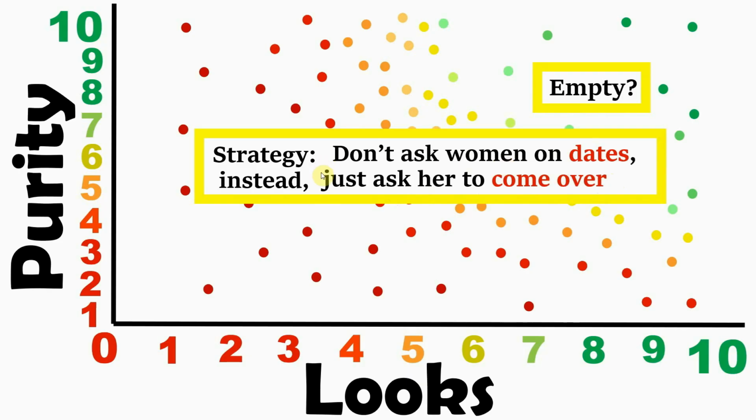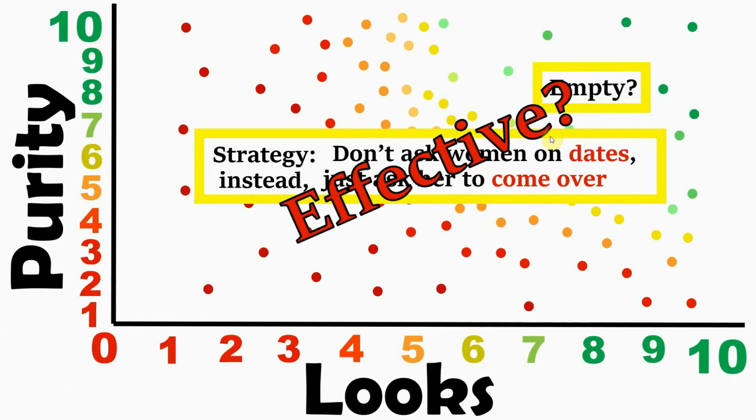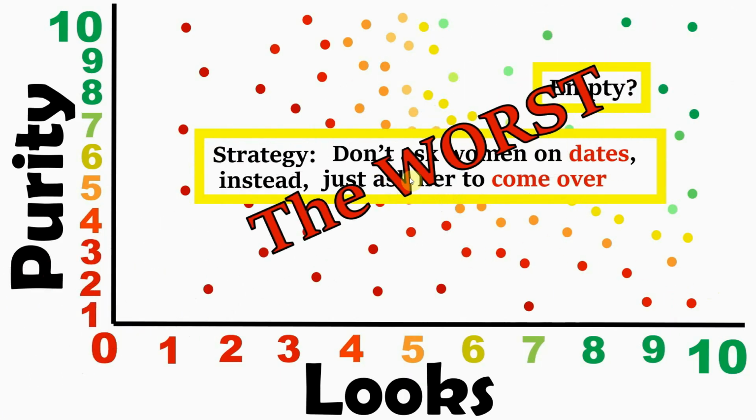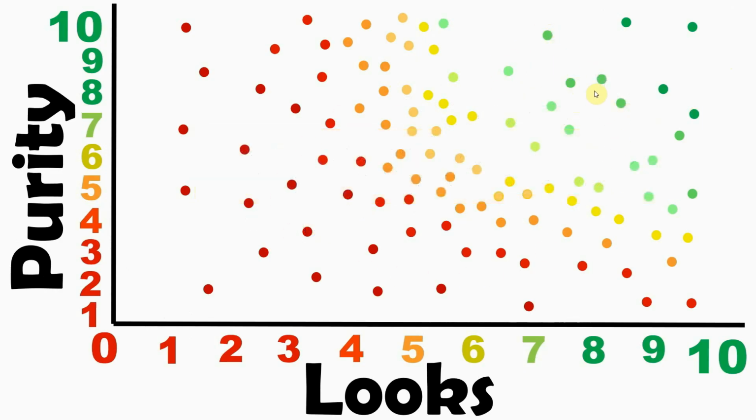But is this strategy really effective? Well, if you're looking for short-term flings, I can see this being so. But this is probably the worst strategy you can use if you're looking for a relationship. And once again, going back to our graph, it comes down to selection bias.